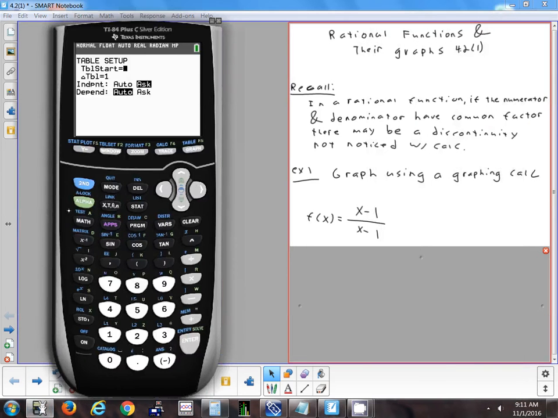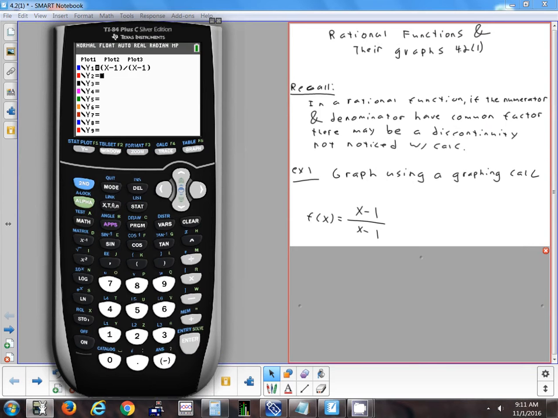Right, so I'm just going to type in x minus 1 divided by x minus 1. And does anybody know what that's going to look like? You're dividing two things that are the same. So what happens when you divide two things that are the same? What do you get? You get 1. So basically, this is going to look like a line y equals 1. But it's not a line. There's going to be a hole in it.